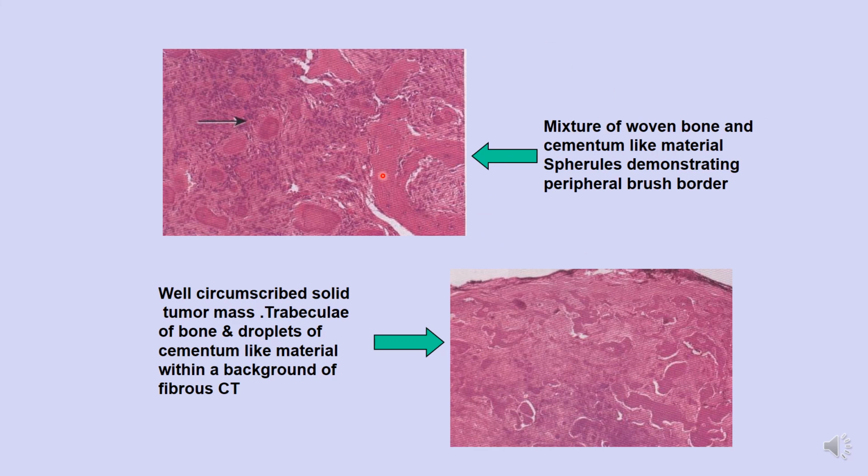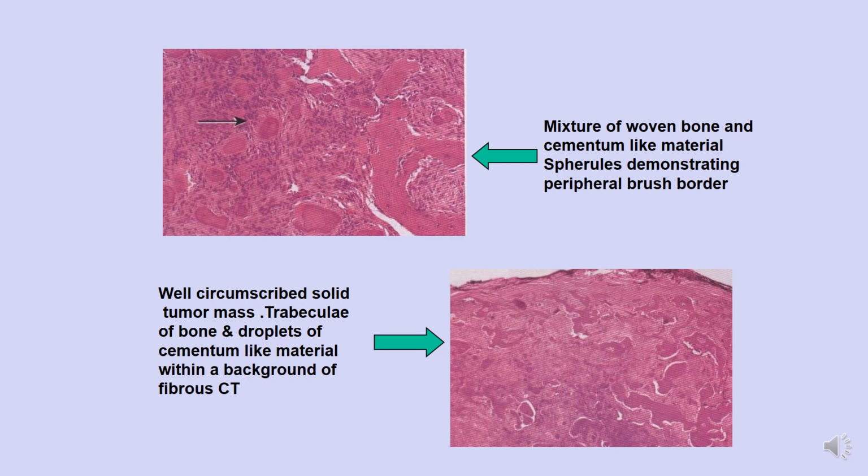So this is the microscopic image. A mixture of woven bone and cementum; this basophilic material is cementum. All of this is fibrous tissue. This is the bony trabeculae that you're seeing, or the osteoid. Okay, same thing. It is a well-circumscribed solid mass of tumor. That's why you're seeing a clean cut here. We see trabeculae of bone and droplets of cementum-like material in a background of fibrous connective tissue.